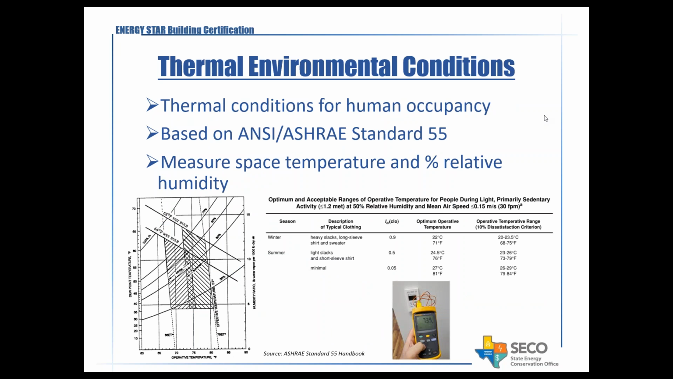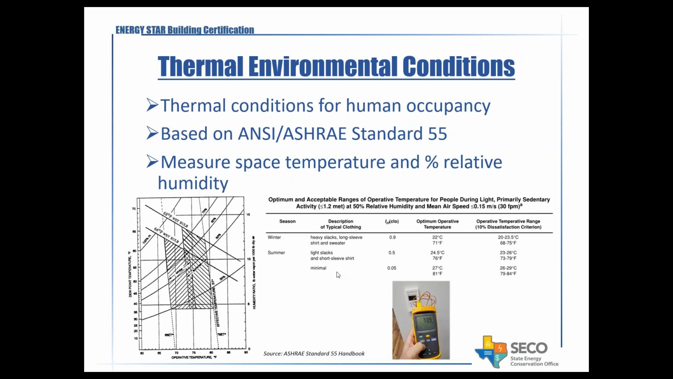One of the last items to check is the thermal environmental conditions. That's basically the temperature and humidity inside the space, to make sure that it's comfortable enough for human occupancy. These are based on the ANSI and ASHRAE Standard 55. So we'll be spot measuring temperature and relative humidity in different spaces.